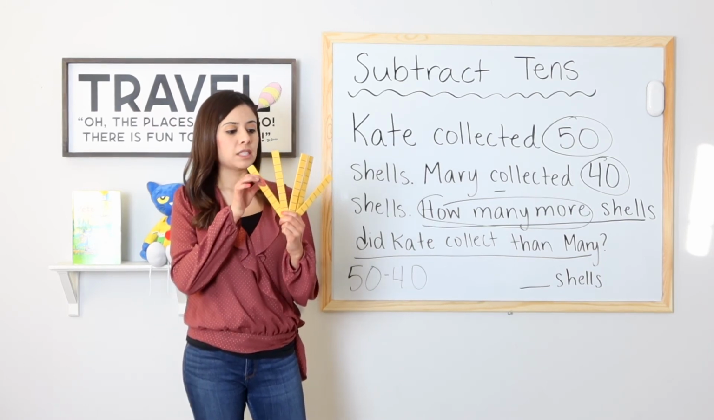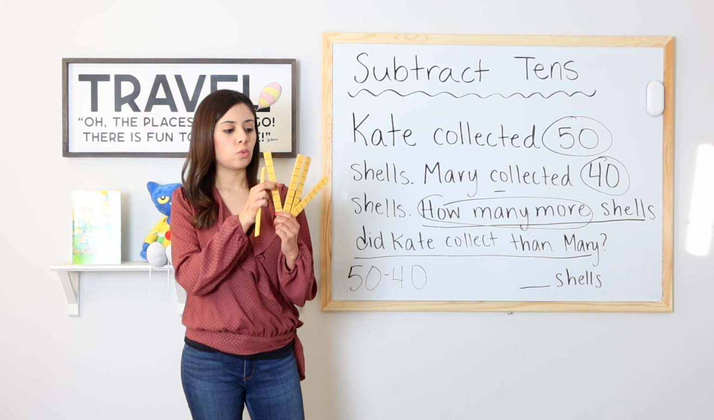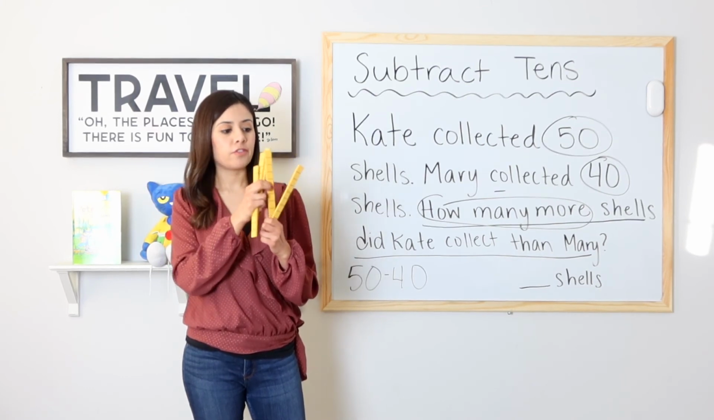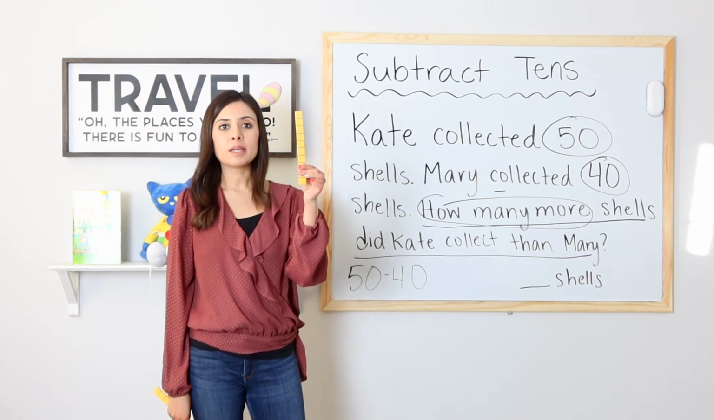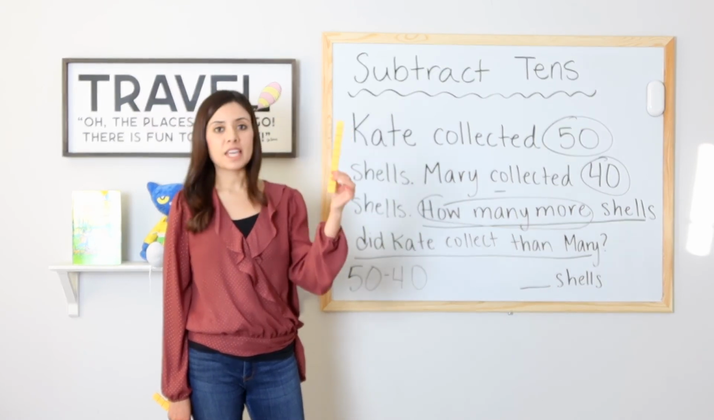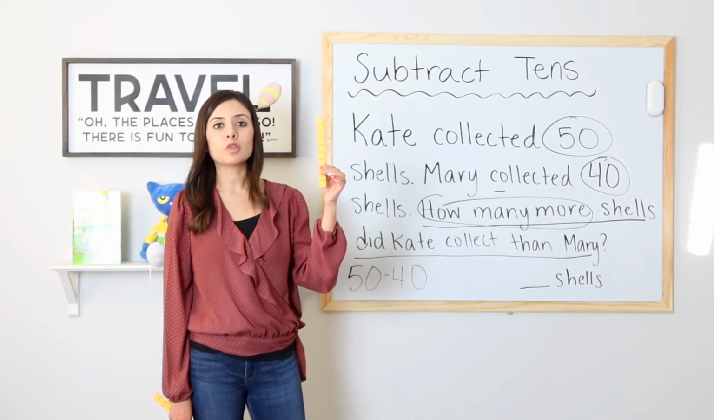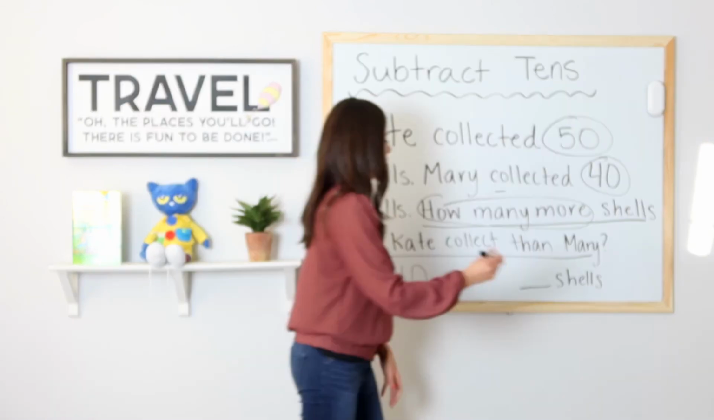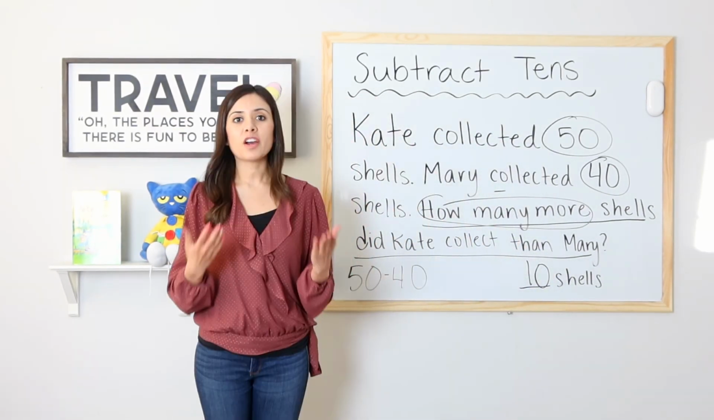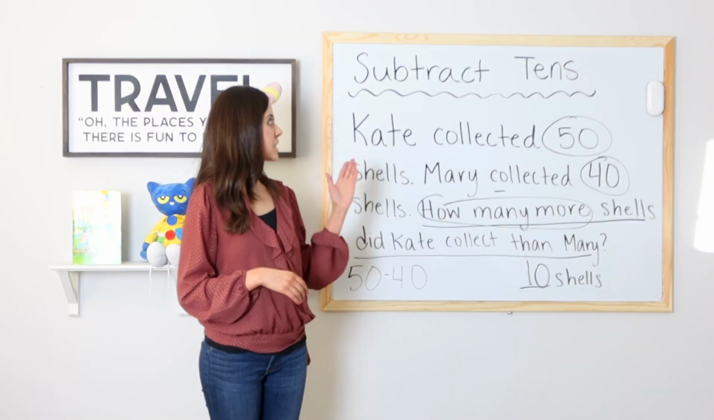Ready? 10, 20, 30, 40. How many more does Kate have than Mary? 10. Kate has 10 more shells than Mary. 10 shells. Very good. Alright guys, that ends today's lesson on subtracting tens.